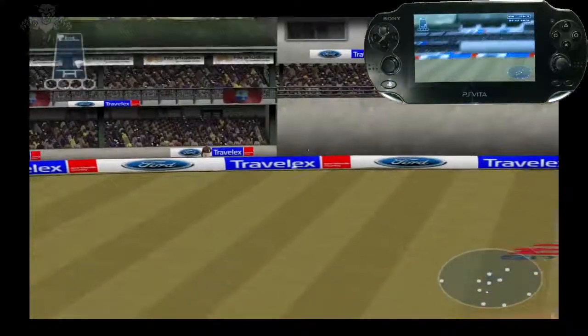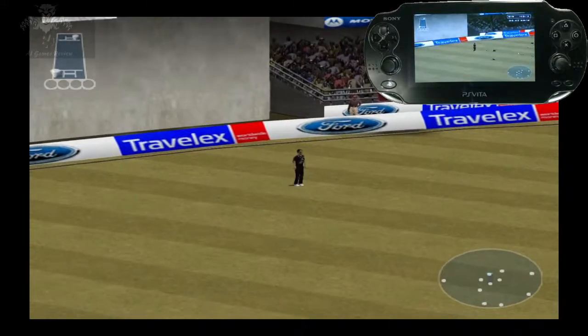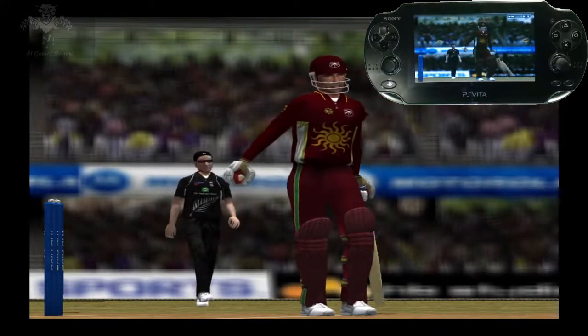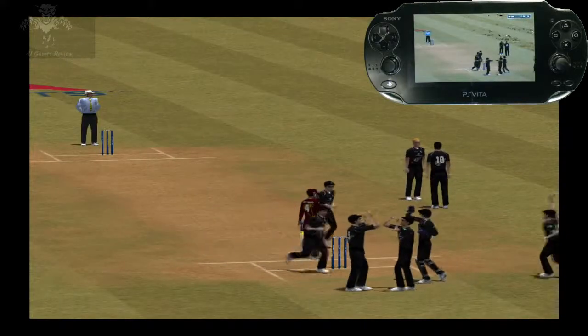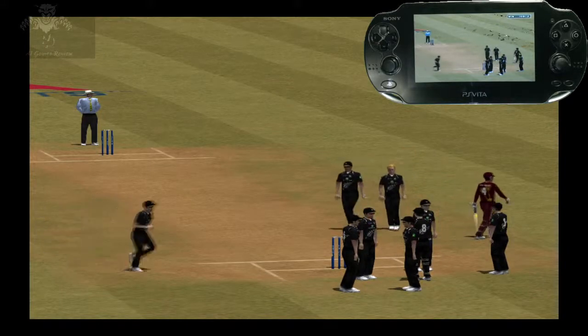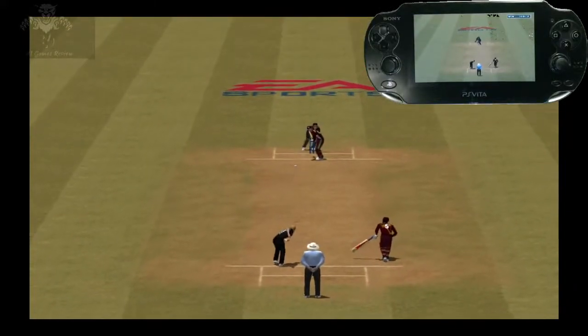Cyrus is chasing that one. In the air and gone. Very safely taken. Soft hands, that's what's important. Vettori gets his first wicket. Let's take a look at that in slow motion.